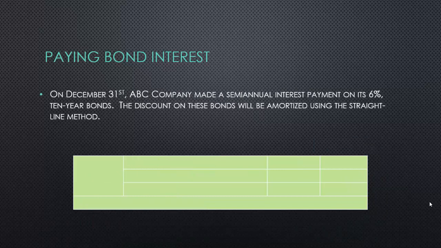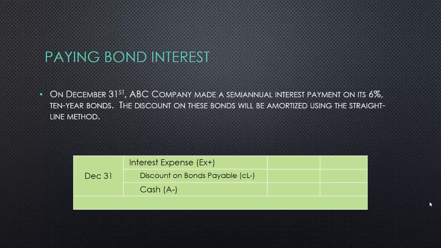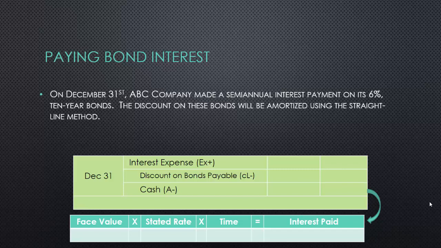On December 31st, we're going to make our next semi-annual interest payment. Bonds are still 6%, they are still 10-year bonds, and they are still being amortized using the straight line method. So on December 31st, we're going to have the same three accounts be affected: interest expense, discount on bonds payable, and cash. We're going to figure out cash, which is the amount of actual interest we're paying, by using the same formula, face times rate times time.